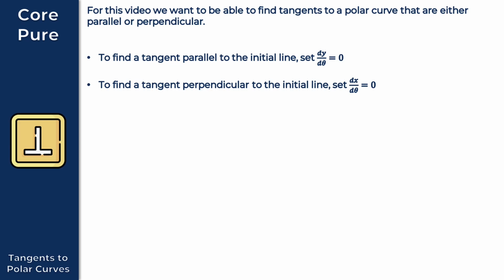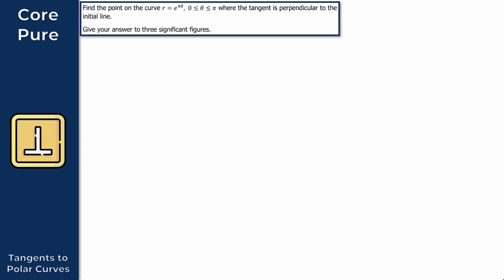So there we have it. That gives us everything that we need for our introduction. Let's just take a look at one example. So let's take a look at this one example here for tangents to polar curves. For this question, it asks us to find the point on the curve r equals e to the 4 theta, for theta between 0 and pi, where the tangent is perpendicular to the initial line. And as we can see, it says give your answer to 3 significant figures.